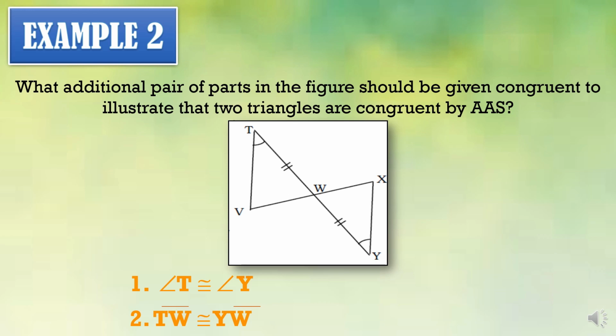So, which of the remaining congruent angles must be considered to satisfy the AAS congruence postulate? Any idea? I guess you got it correct. Yes, angle V is congruent with angle X.